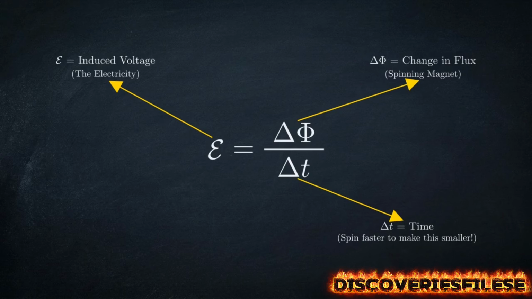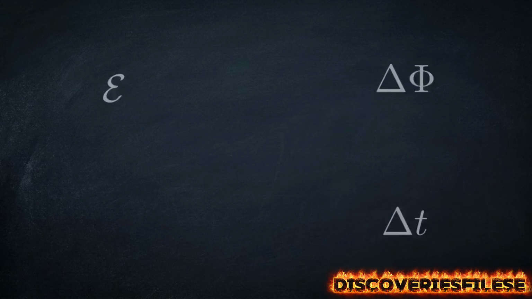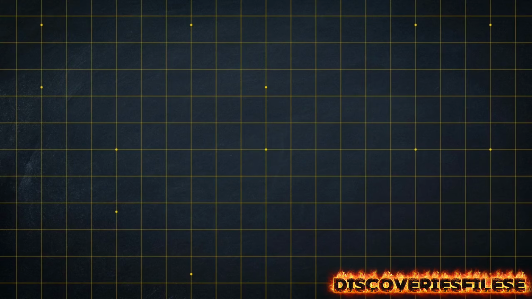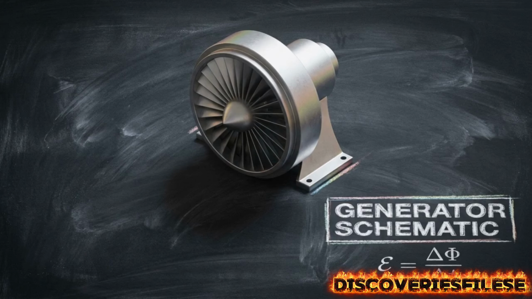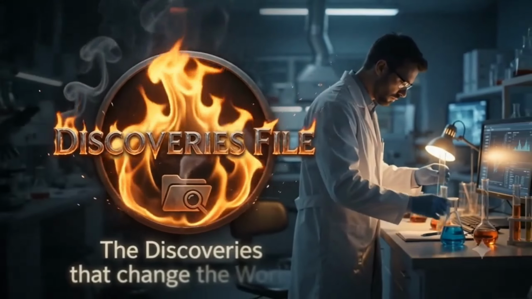You have the electrical push on the left, created by a changing magnetic field on the right, accelerated by time. Distilling the physical world into these 3 variables allowed us to build the modern electrical grid. Faraday's 1831 discovery remains the mathematical blueprint for the mechanical generators we still rely on today.